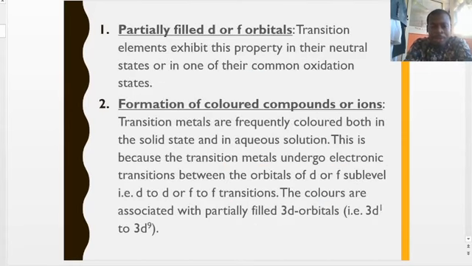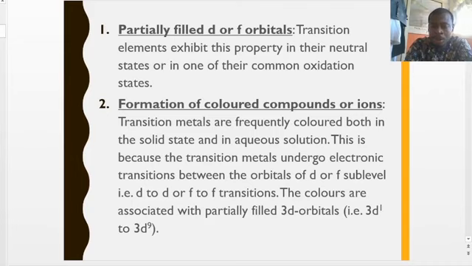Now, the very first property of transition metals is partially filled d or f orbitals. Transition metals generally have partially filled d orbitals. For example, transition elements exhibit this property in their neutral state or in their common oxidation state. We look at how to write the electronic configuration of elements in their neutral state and also in their common oxidation states. With that, we realize that transition elements have partially filled electrons in their d orbitals or in their f orbitals. Elements with this kind of property, we call transition elements.